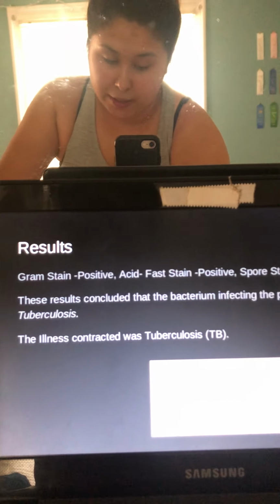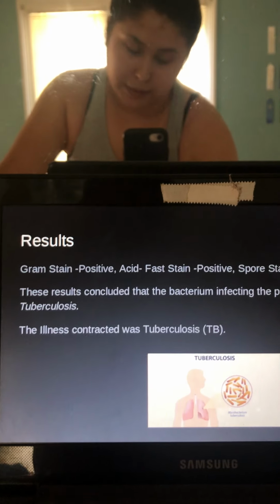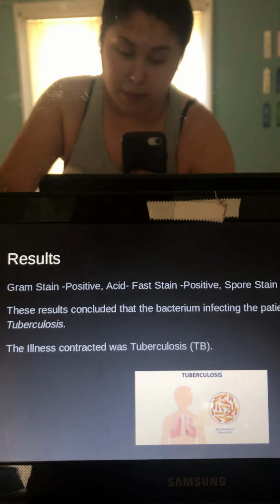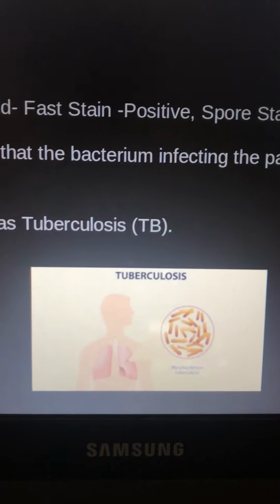These results concluded that the bacterium infecting the patient is Mycobacterium tuberculosis. The illness contracted was TB, or tuberculosis, and that is an image of it on the lungs.